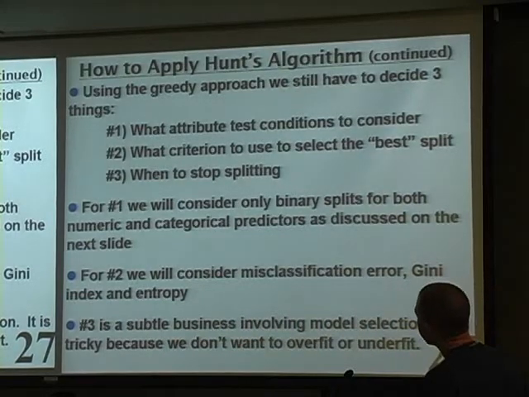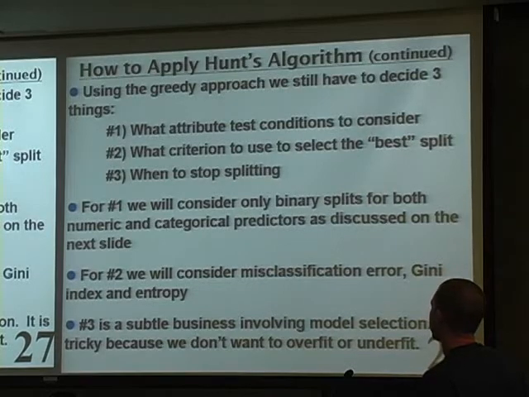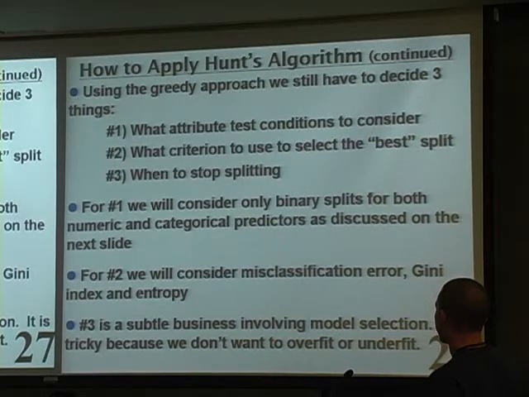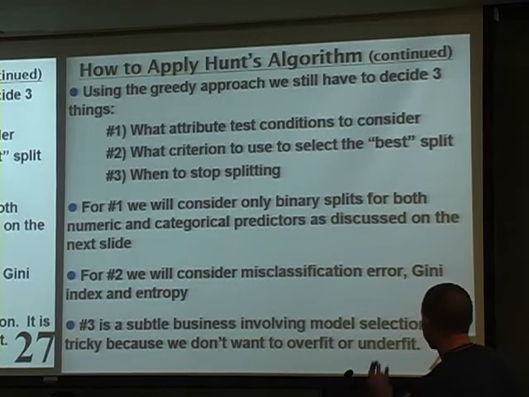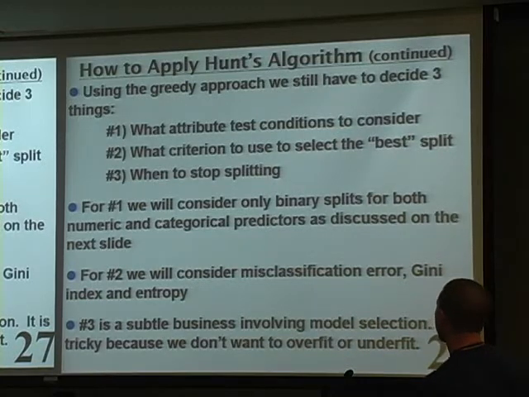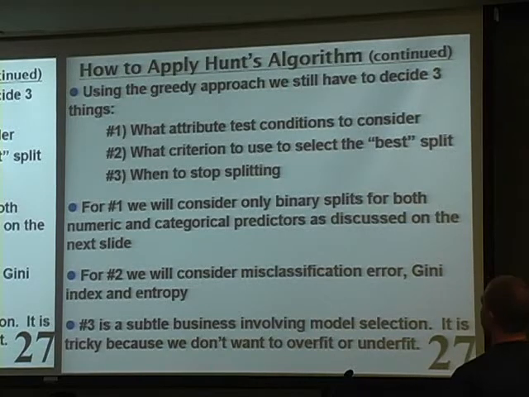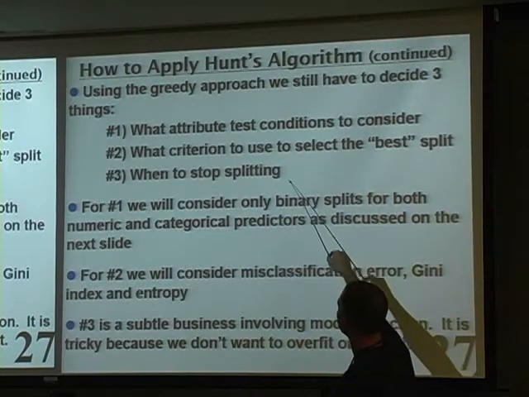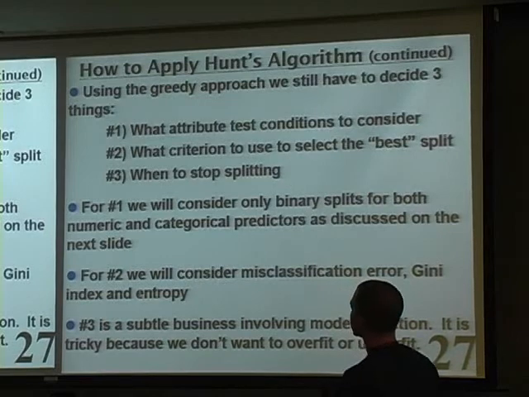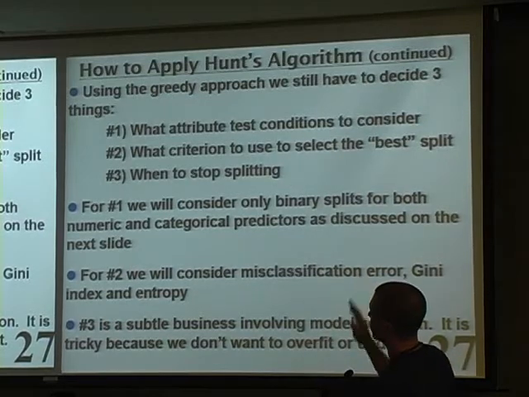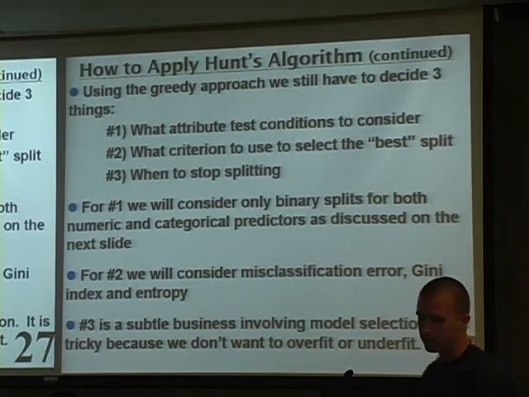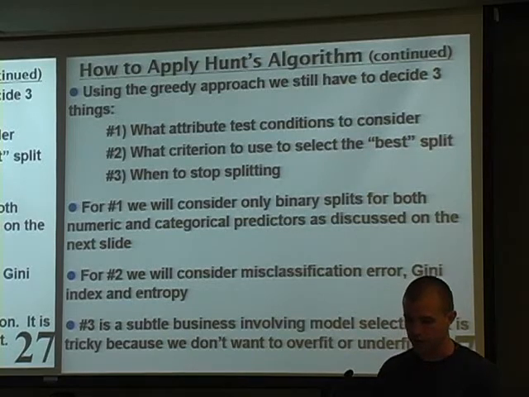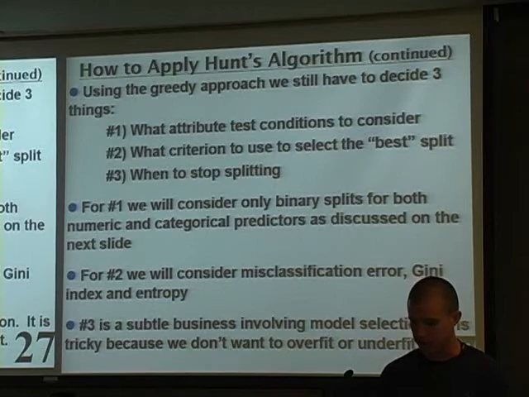Then for number 3, we're going to leave that for next time because that's sort of tricky. That really gets into the idea of model selection. How deep should you grow the tree? How big should the tree be? You don't want to overfit, you don't want to underfit. It's sort of a tricky question. And it actually turns out that what people do, and we'll talk about it next time, is they grow large trees and then cut them back. And that tends to work a little bit better than just choosing the right point to stop. Just grow a larger one and then figure out where you should have stopped, in retrospect.